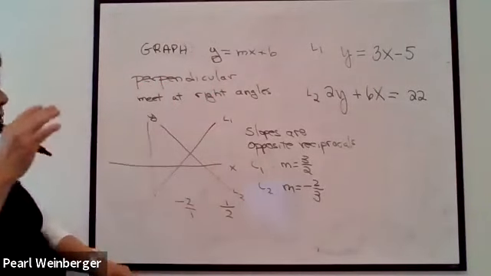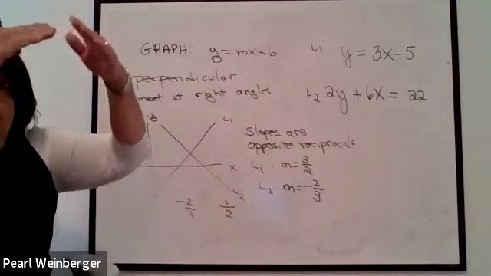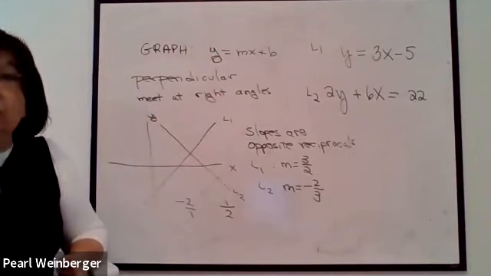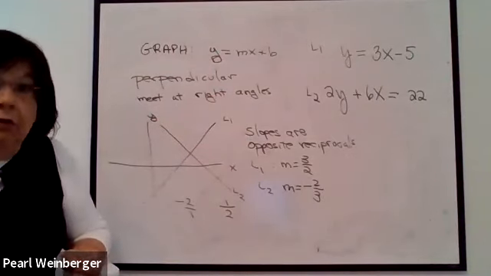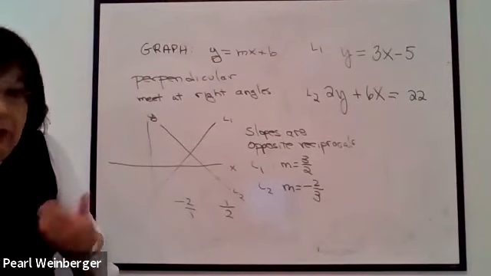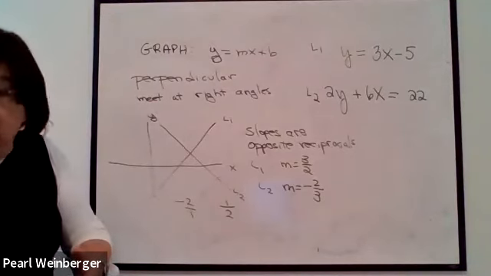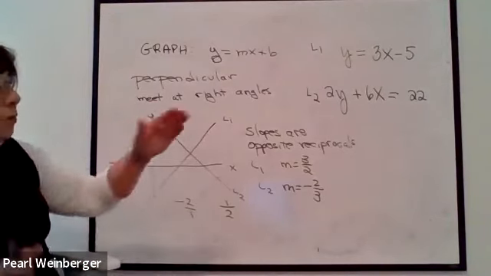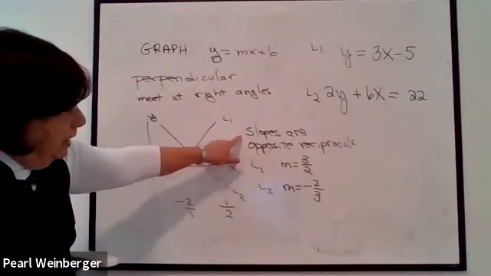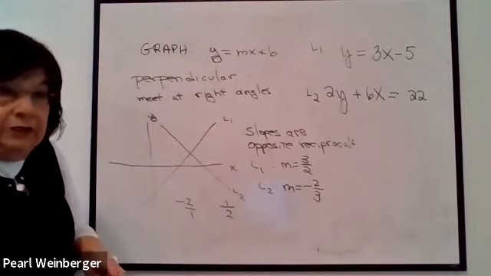negative reciprocals. The only exception to this is when you have horizontal and vertical lines. Horizontal is perpendicular to vertical. So just remember, if you have a horizontal line, the perpendicular line has to be vertical. If you have a vertical line, its perpendicular line is going to be horizontal. But when you have slanted lines, the slopes have to be opposite reciprocals, flipped over and opposite sides.